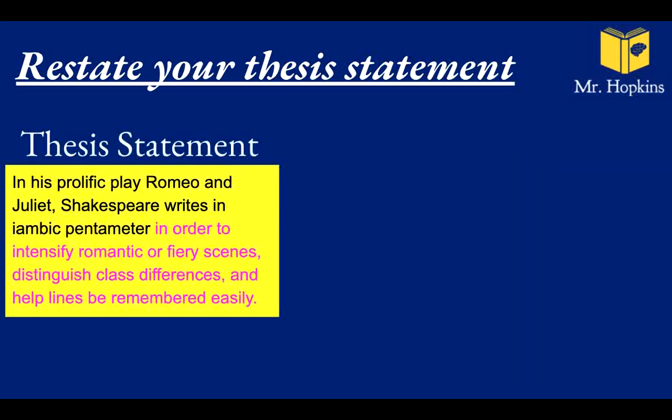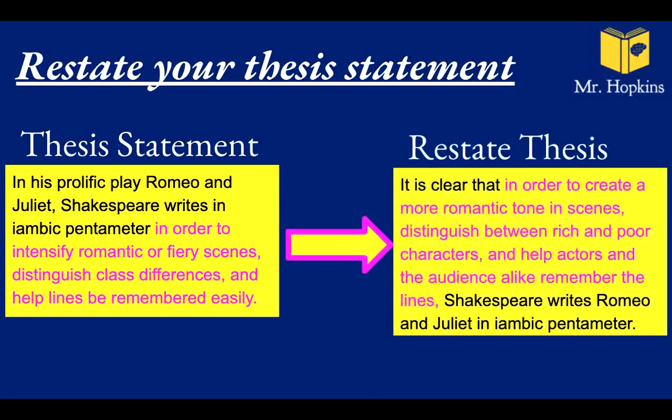In his prolific play, Romeo and Juliet, Shakespeare writes in iambic pentameter in order to intensify romantic or fiery scenes, distinguish class differences, and help lines be remembered easily. In the conclusion, I might write, it is clear that in order to create a more romantic tone in scenes, distinguish between rich and poor characters, and help actors and the audience alike remember the lines, Shakespeare writes Romeo and Juliet in iambic pentameter.